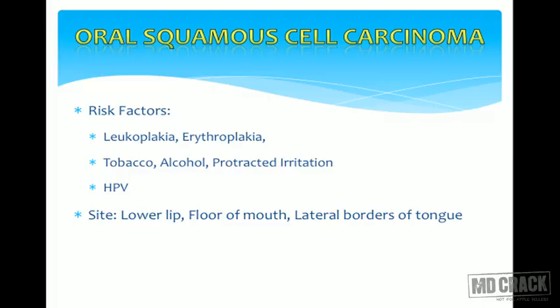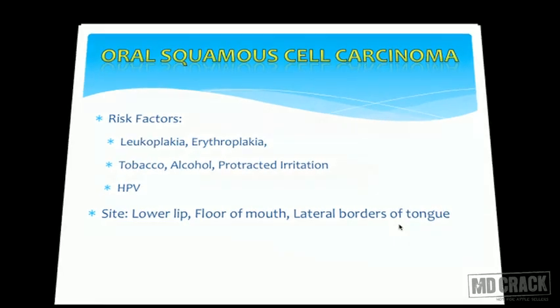So what are the most common sites of squamous cell carcinoma of the oral cavity? Either it can occur over the lower lip in smokers, or the floor of the mouth, but most of the time we see it on the lateral borders of the tongue. So the most common site of squamous cell carcinoma of the oral cavity, they can ask the question, is the lateral border of the tongue.